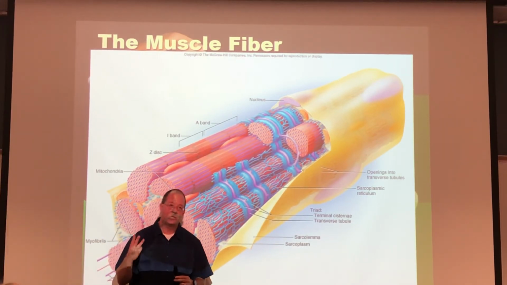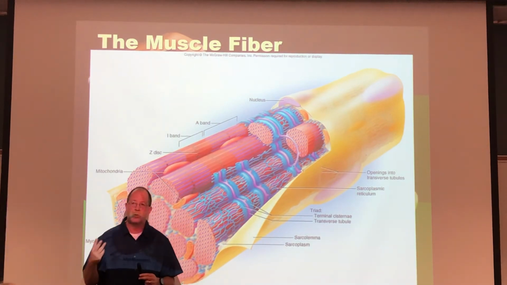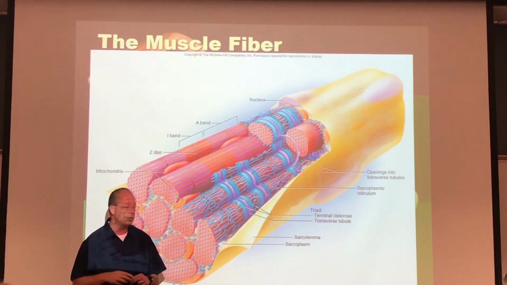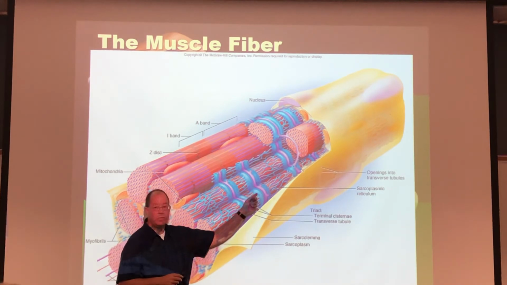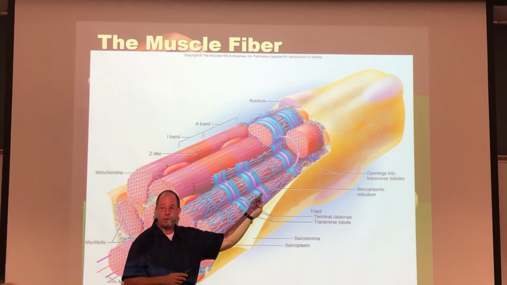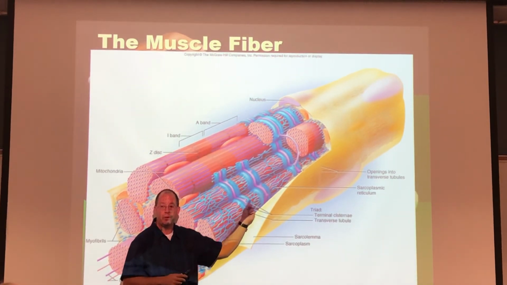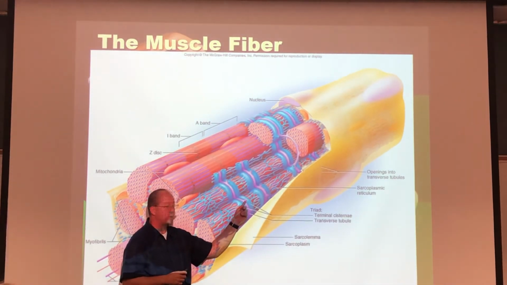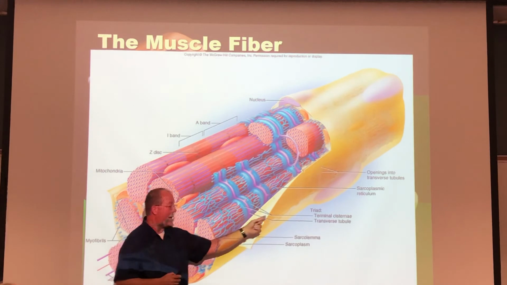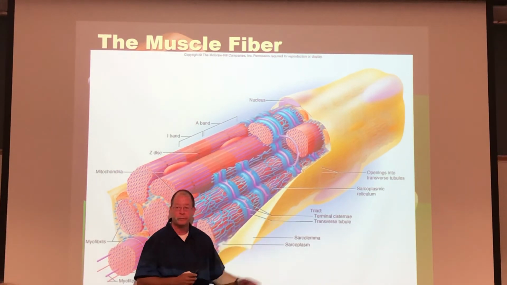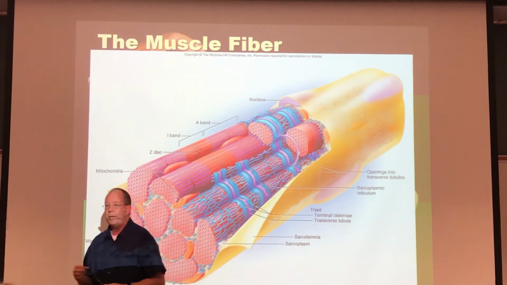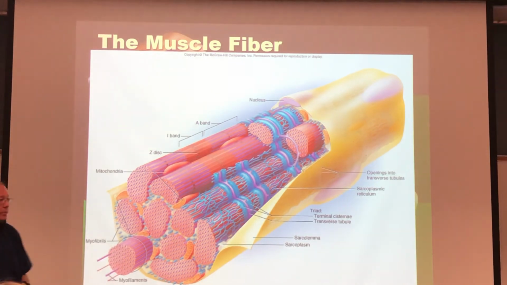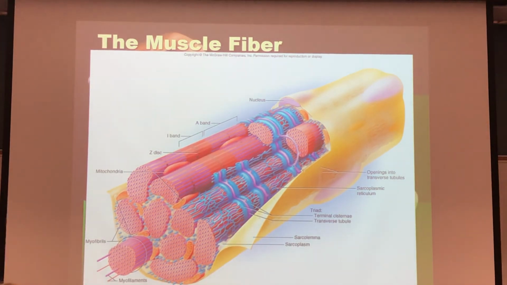So now we know what the triad consists of: two cisterns and a T-tubule. And you can see that there's triads everywhere. Notice that the T-tubule is actually something that sticks up and out of the sarcolemma. So we now know a little bit about this crazy looking thing.